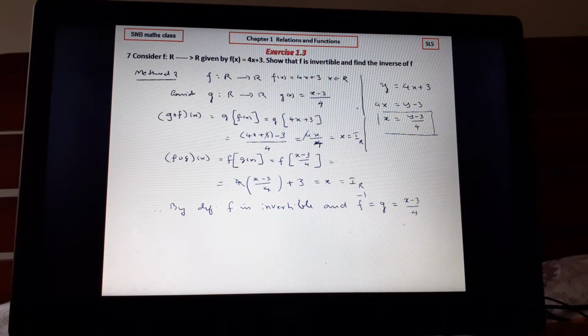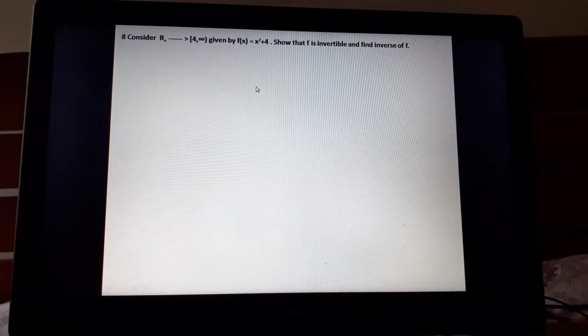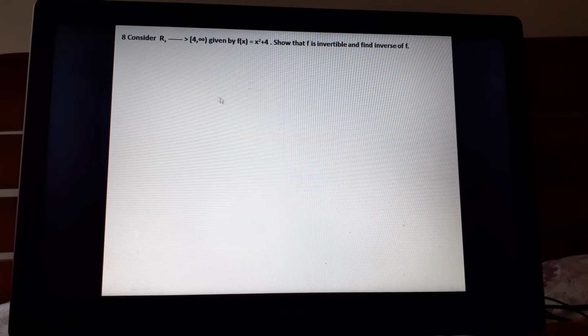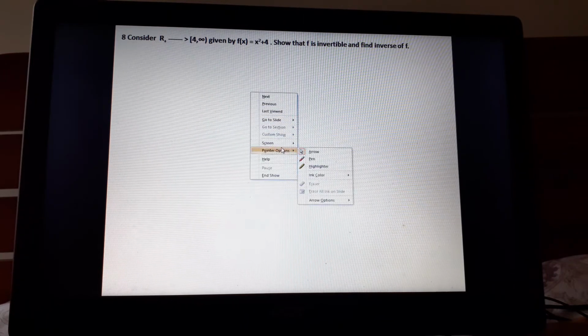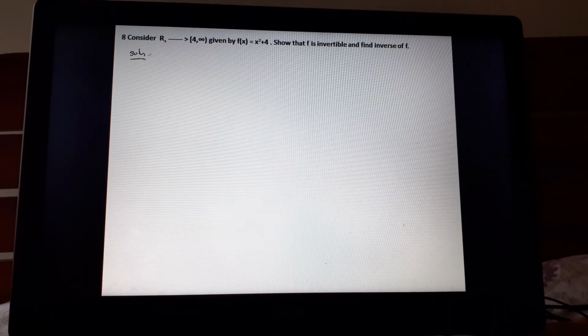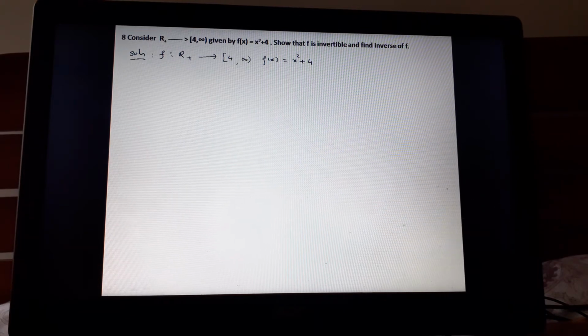So let us follow this method only in the next question also. This is the 8th question. f is a function from R plus to 4 to infinity, defined by f of x equal to x square plus 4.